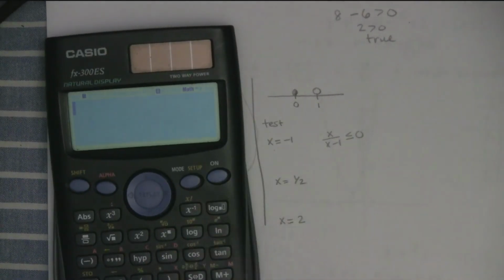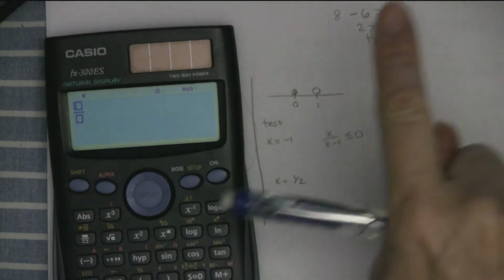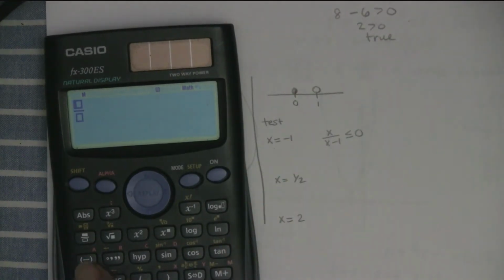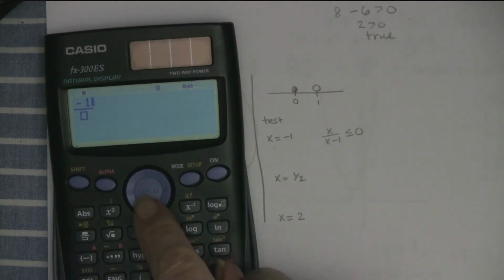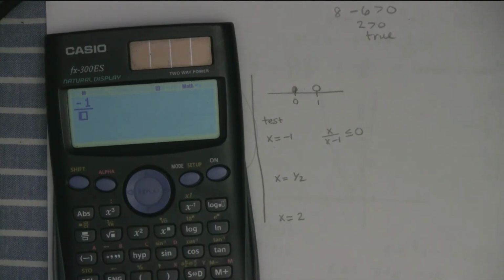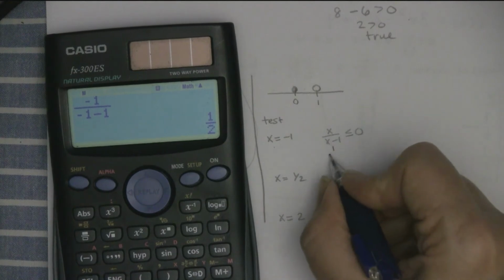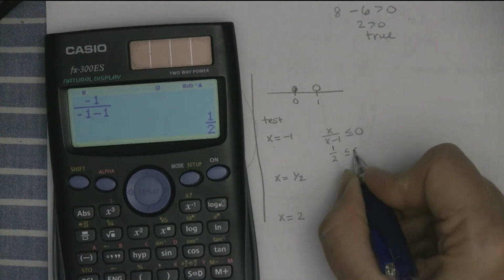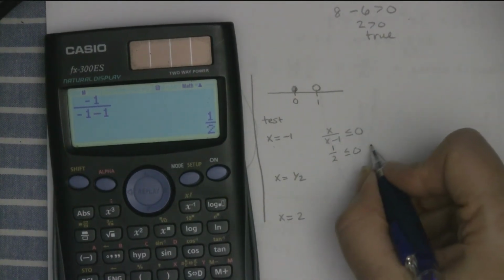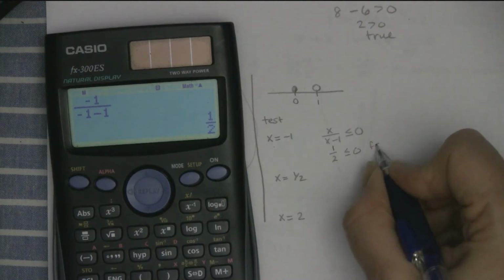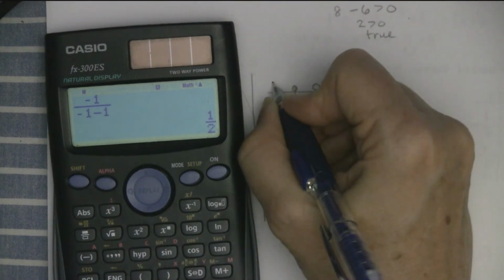So I'm going to do my calculator on this. In the numerator, I want -1, because that's what my x is. And in the denominator, I want -1 take away 1. So this is -1/2 is less than 0. And that is false. So this is false.